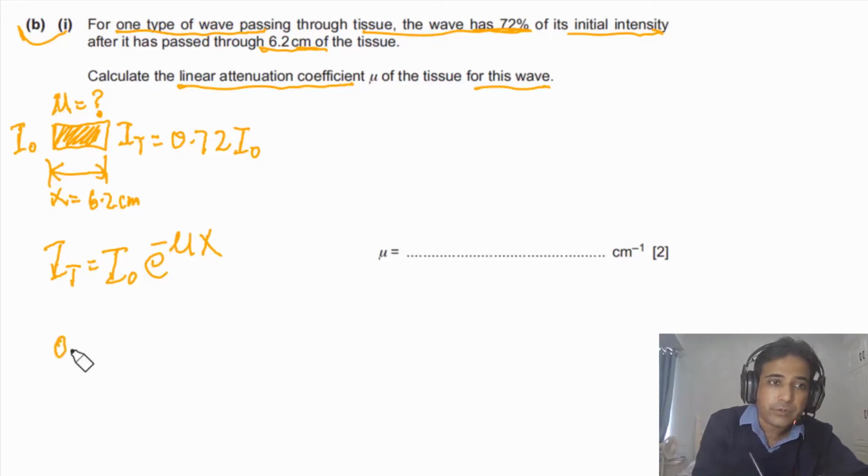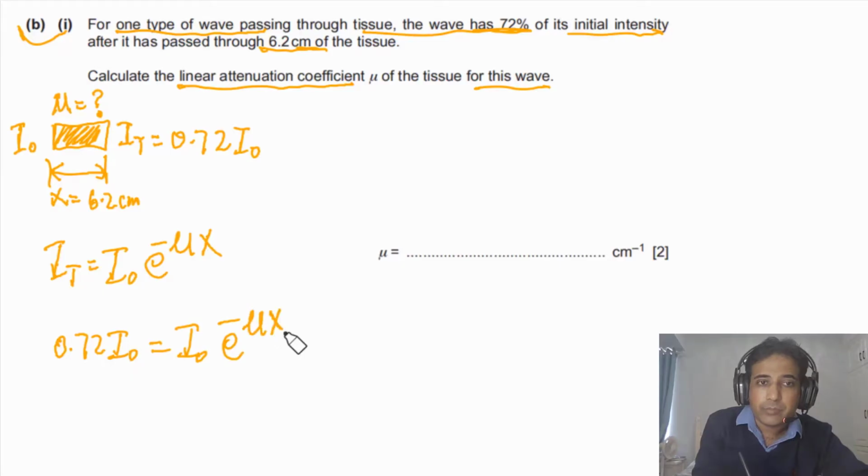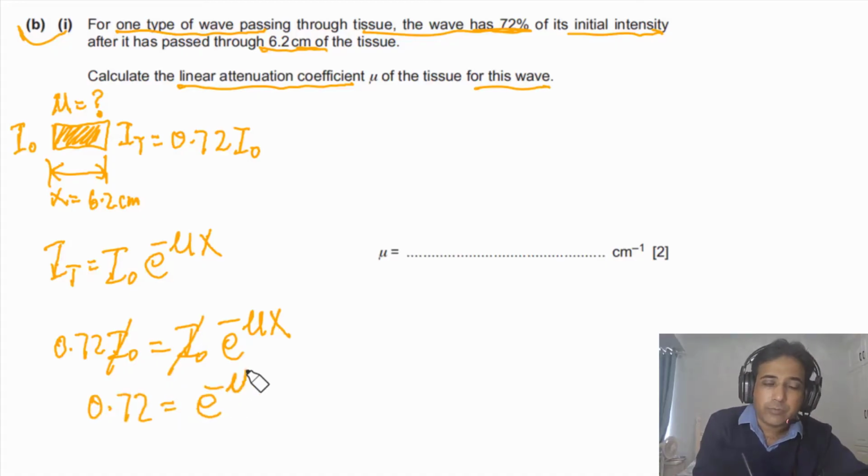I_T we have, that is equal to 0.72 times I naught, and here we have I naught e to the power of negative mu x. So I naught we can cancel, and we are left with 0.72 equal to e to the power of negative mu x. Now if we take natural log on both sides, we can say ln of 0.72.